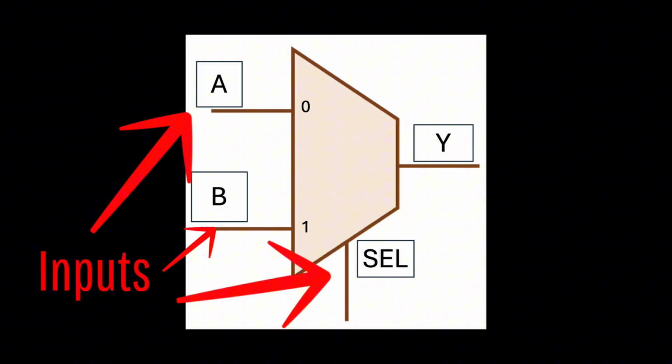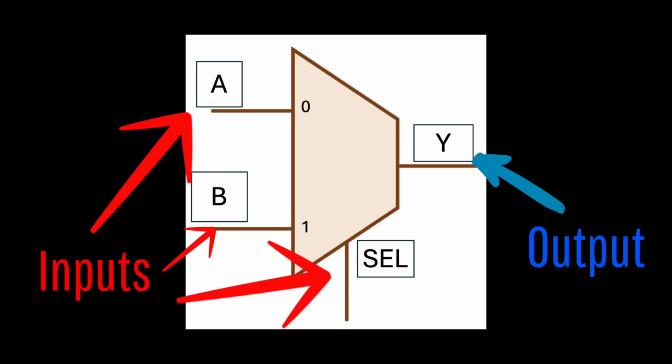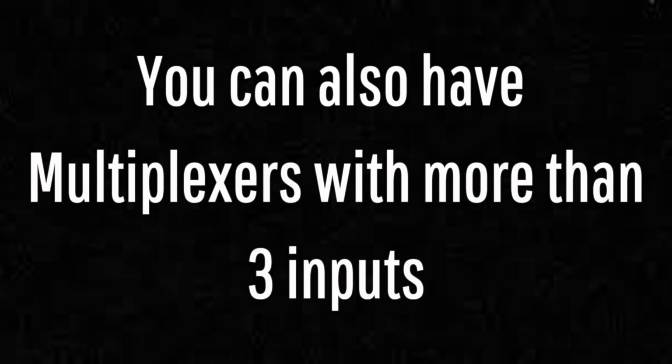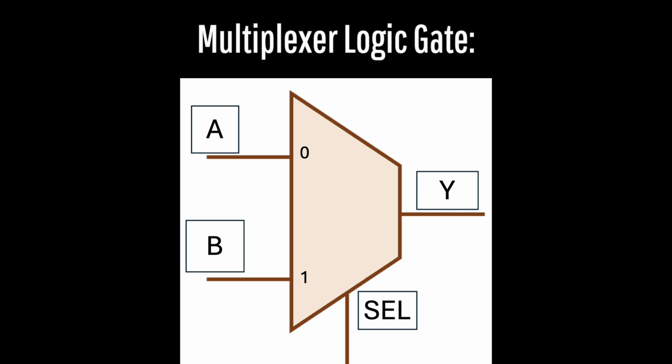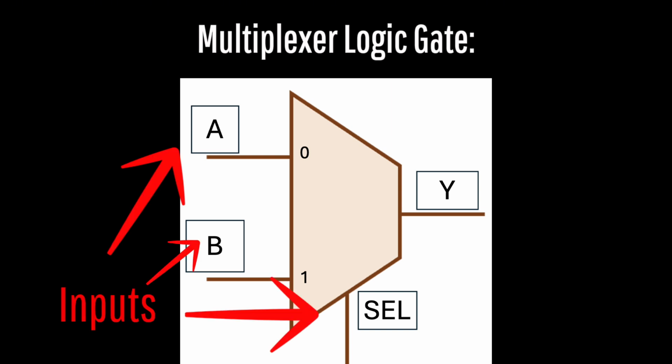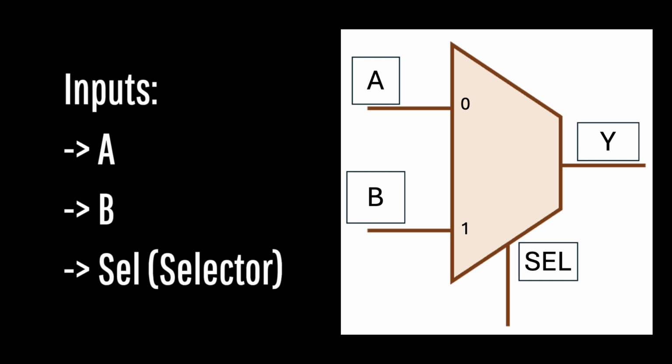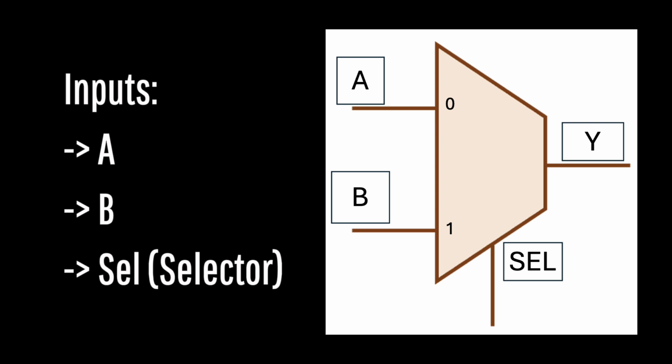For this video, we are going to look at multiplexers with 3 inputs and 1 output, just to keep things simple. However, you can also have multiplexers with more than 3 inputs, but we're not going to worry about that today. So, a multiplexer is a type of logic gate which, as I said previously, takes in 3 inputs. Let's call these inputs A, B, and sel, where sel is short for selector. As you can see from this diagram, input A has a small 0 next to it, and input B has a small 1 next to it.